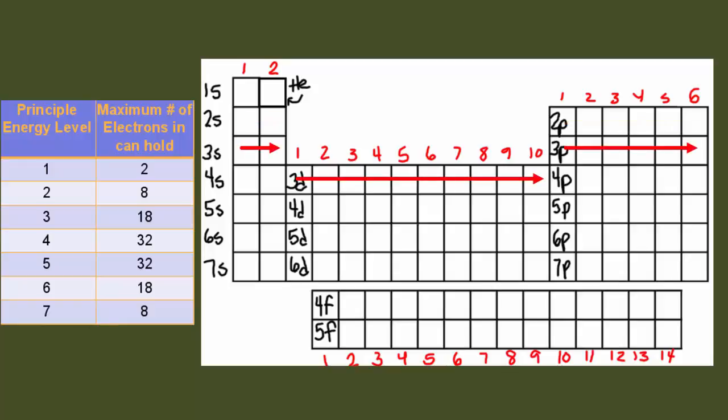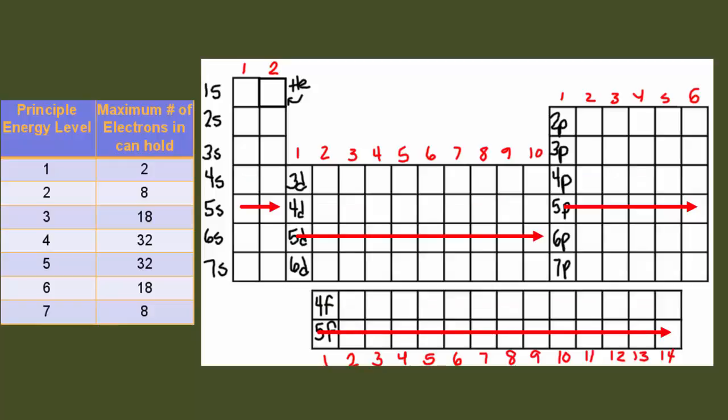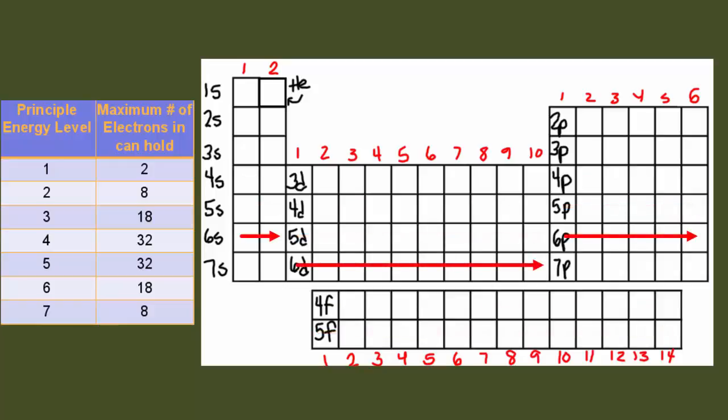For 3s to 3d to 3p, that's a sum of 2, 10, and 6, giving you 18 electrons. For the fourth energy level, you'll notice you have 2, 10, 6, and 14. Thus, you can hold 32 electrons in the fourth energy level. Same thing for the fifth energy level. But when you go down to the 6, you'll notice you only have a 6s, a 6d, and a 6p, thus 18 electrons. And finally, for the 7s and 7p, you can hold 8 electrons.